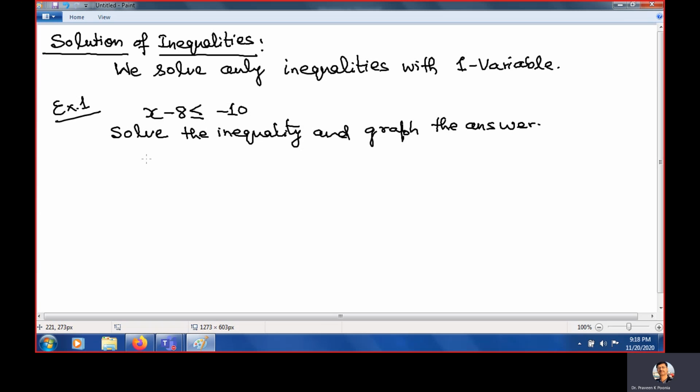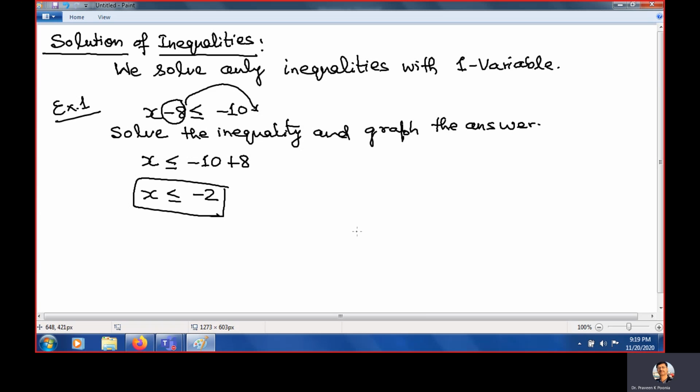Okay, so first we will solve, and the solution is entirely the same as we have for linear equations. There is no change. Try to bring all x terms on one side, constant terms on the other side. So here it is x less than or equal to minus 10. And if we shift this minus 8 to this side, it will change into plus 8. There is no change in the procedure. So x less than or equal to minus 10 plus 8, which is minus 2. So it is x less than or equal to minus 2.